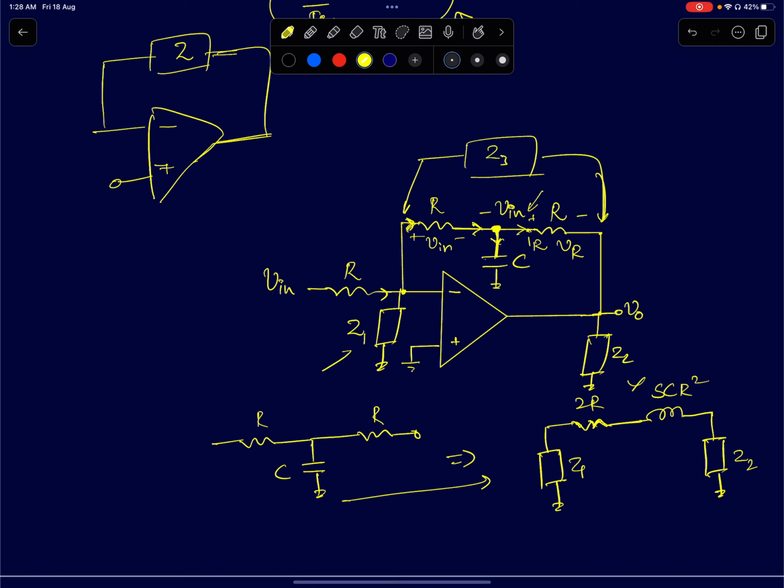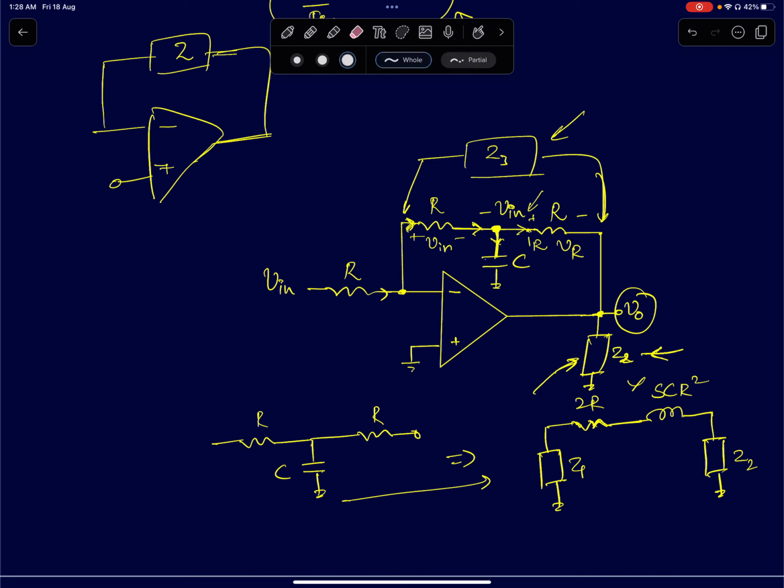I really don't care what Z1 and Z2 are, because Z1 is at the inverting terminal. Since this is a virtual ground, no current flows through Z1, so I can ignore Z1. And Z2 is at the output node. Again, for an ideal opamp, the output resistance is 0. So whatever Z2 you connect here, the output voltage will be determined by the feedback network. It is not determined by the load impedance. So we can ignore Z2 as well in the analysis.